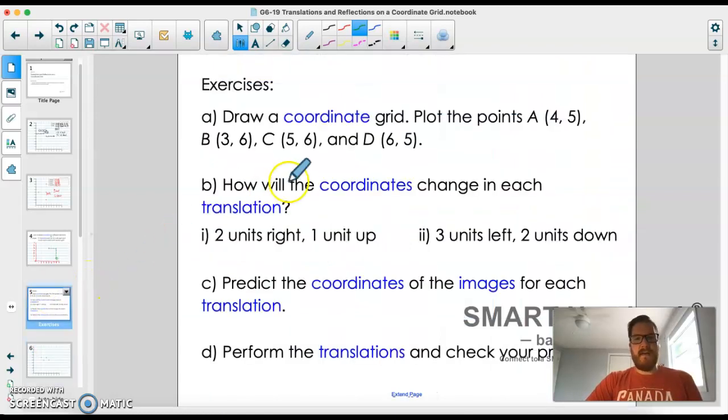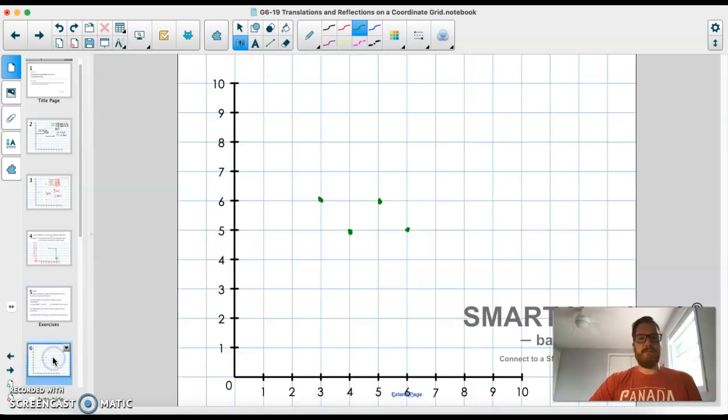Now the instructions here say if I go 2 units right and 1 unit up. So I'll change my color. So 1, 2, and 1 unit up. So these are my translated points.